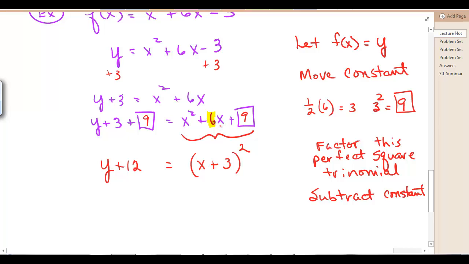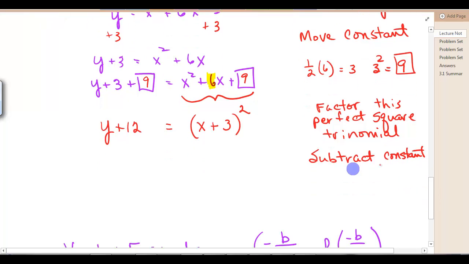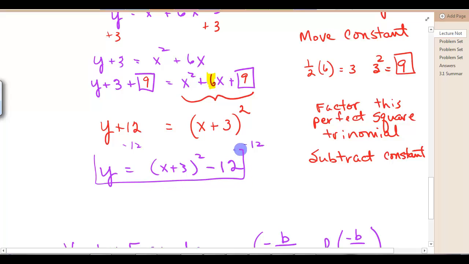All right. Last step is to subtract the constant back to the other side. So I have y equals x plus 3 squared minus 12. So I have now put it in that vertex form. So what is my vertex here?